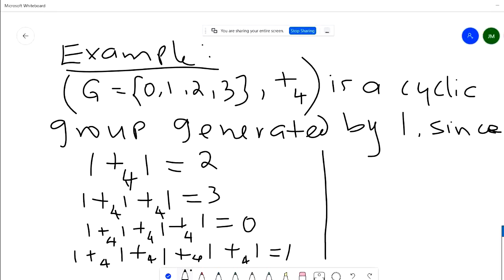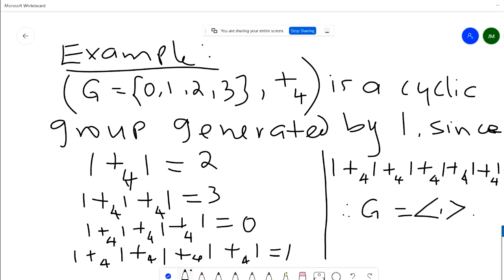If I continue and now add 6 times, 1, 2, 3, 4, 5, 6, this is equal to 6. 6 modulo 4 is 2. So I already have 2 there. I don't have to continue because after that I'll start repeating the same elements. So we can see that G here is generated by that single element 1. And therefore G is a cyclic group generated by a single element 1.